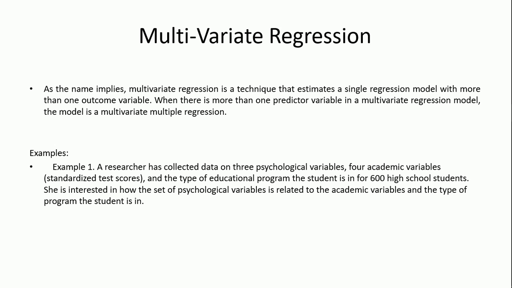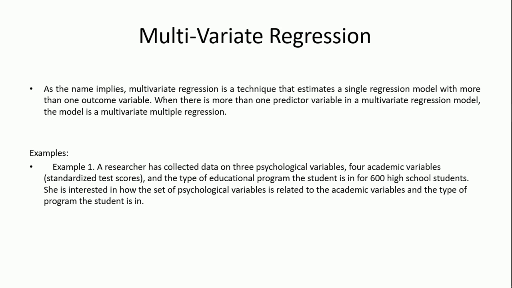Now one more regression is multivariate regression. As the name implies, it is a technique that estimates a single regression model with more than one outcome variable. Now you may get confused between multivariate regression and multiple regression. As I told you earlier, multiple regression is used when there is one dependent variable but more than one independent variable, while multivariate regression is used when there is more than one outcome variable. So there is a lot of difference between them. You will understand it more with an example.